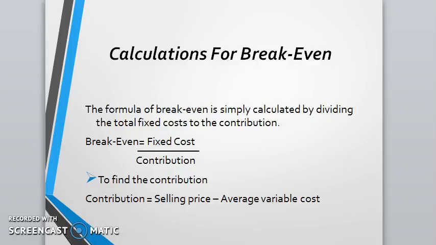The formula of break-even is simply calculated by dividing the total fixed costs by the contribution. Fixed costs over contribution equals break-even. In order to find contribution, you must find the selling price and take away the average variable costs. This way, you'll find the contribution.